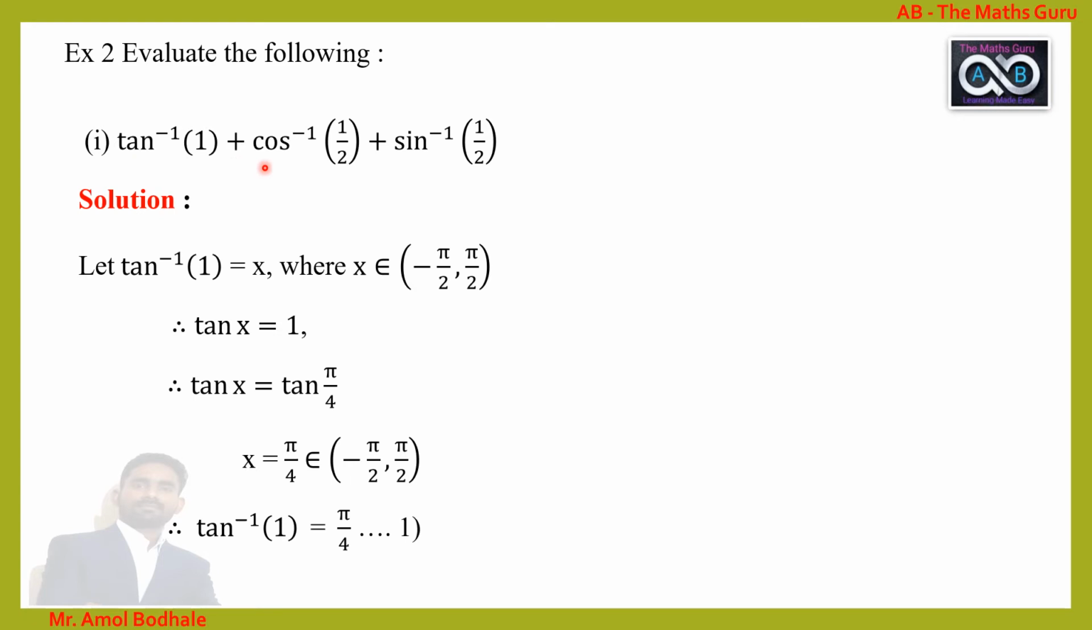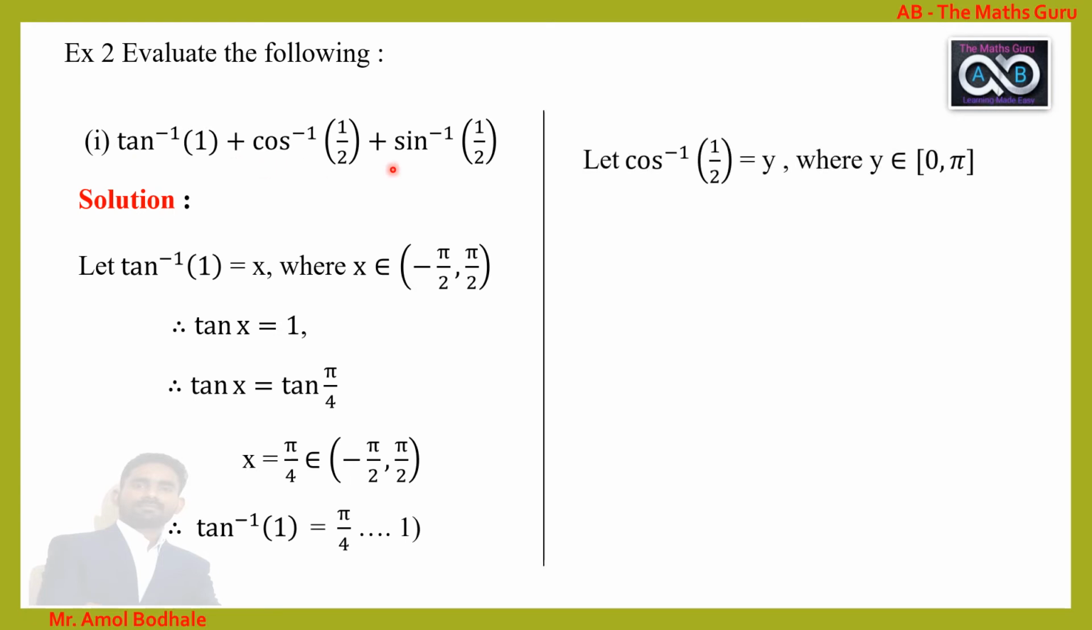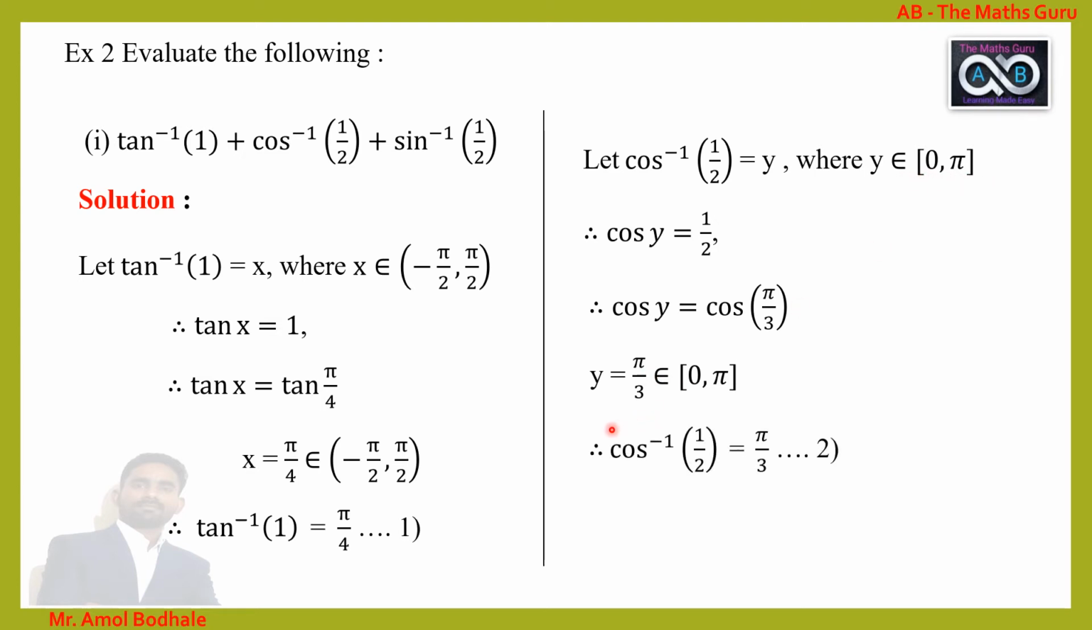Now we will calculate the value of the second term. So let cos inverse of 1 by 2 be equal to y, where y belongs to the range of cos inverse, which is the closed interval 0 comma pi. So as cos inverse of 1 by 2 is y, cos of y equal to half. So cos of pi by 3 is 1 by 2. So here y equal to pi by 3, where pi by 3 lies in the range of cos inverse, which is the principal branch value. Therefore cos inverse of 1 by 2 is pi by 3. So we get the value of the second term.